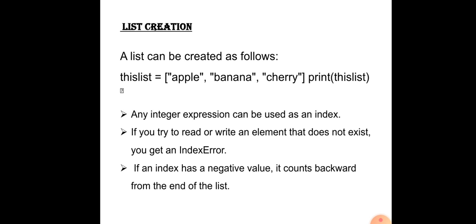A list index value should be an integer value. It should not be a float value. If we want to write or read an element that does not exist, we get an error message, IndexError. If an index has a negative value, it counts backward from the end of the list. This is called negative indexing.